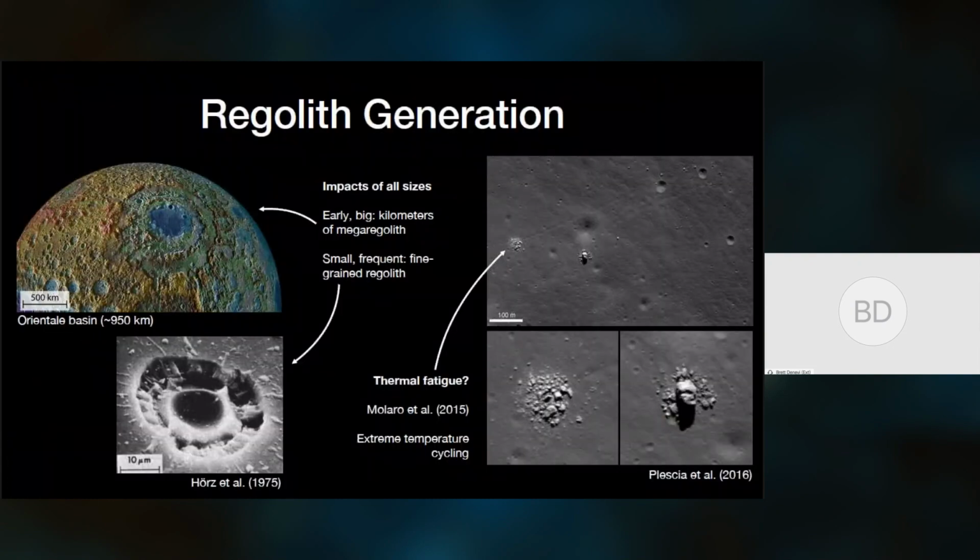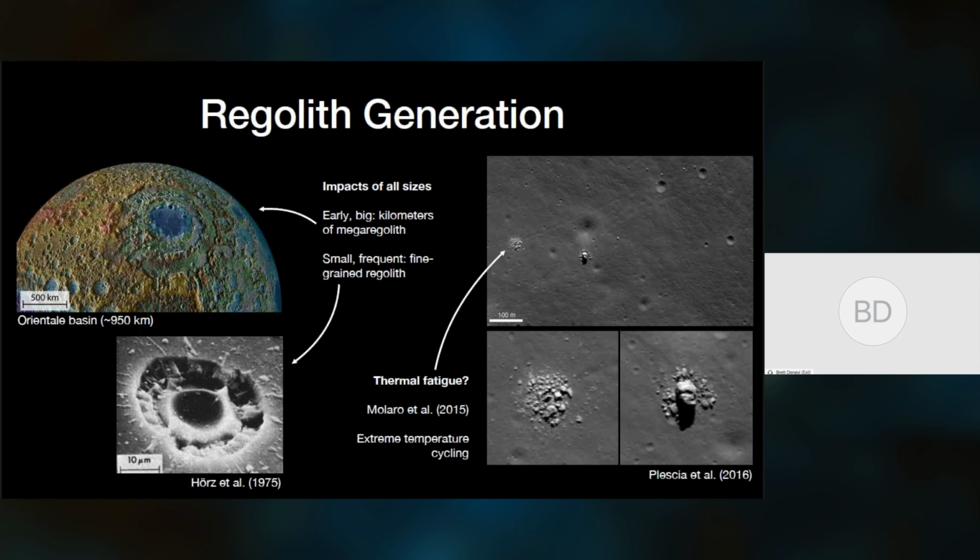Next slide, please. The regolith, of course, is produced by impact events of all sizes. Early on, the big basins produced kilometers of ejecta and the layer of debris known as the megaregolith. As time progressed and these bigger impacts dwindled, the small impacts took over to produce the fine-grained regolith that covers nearly every surface on the moon.